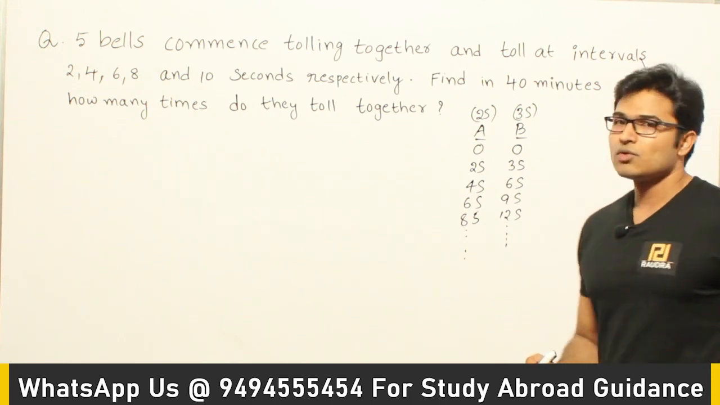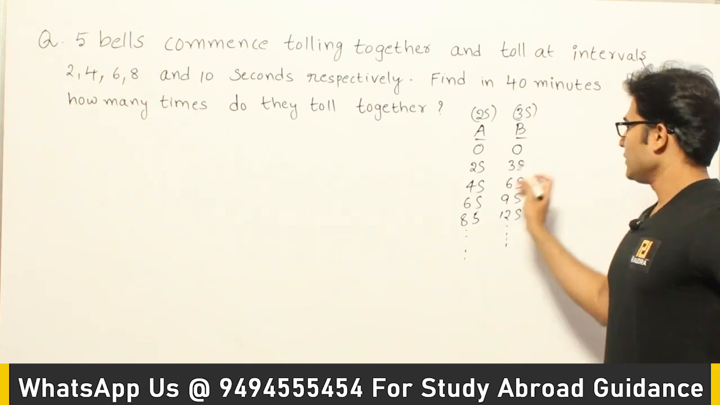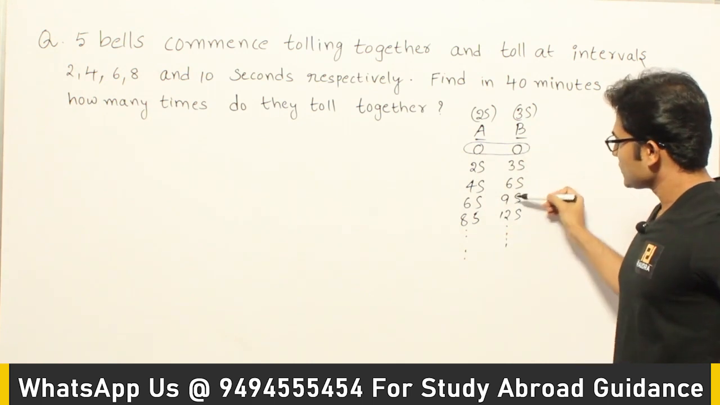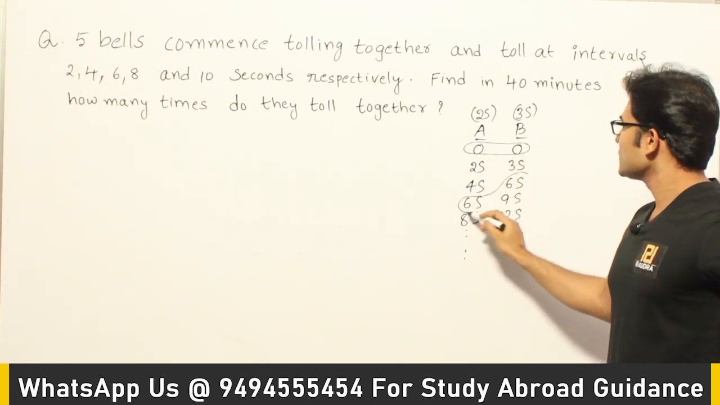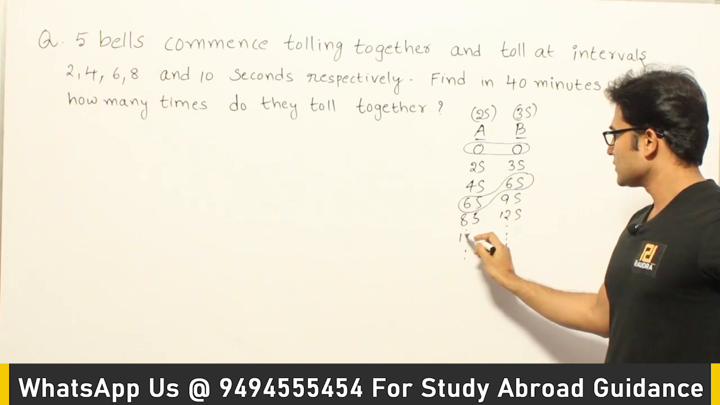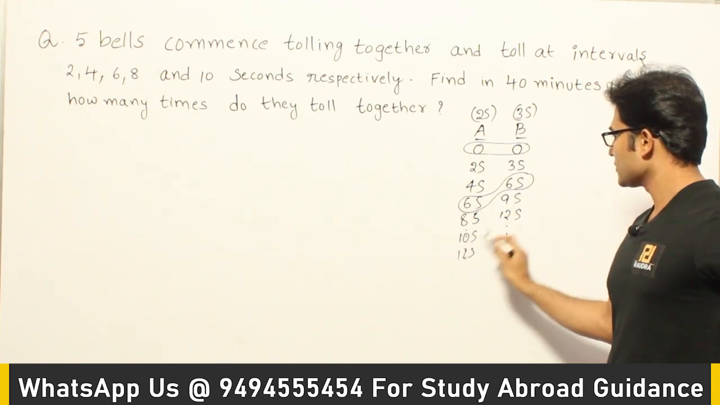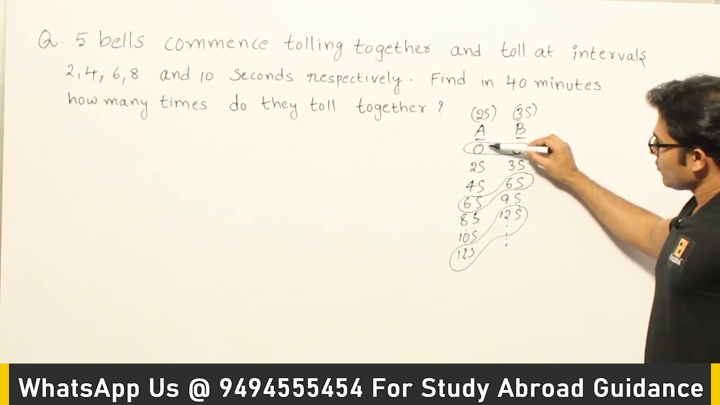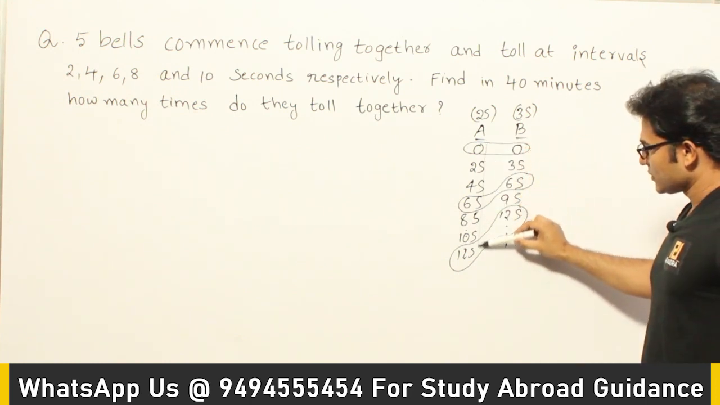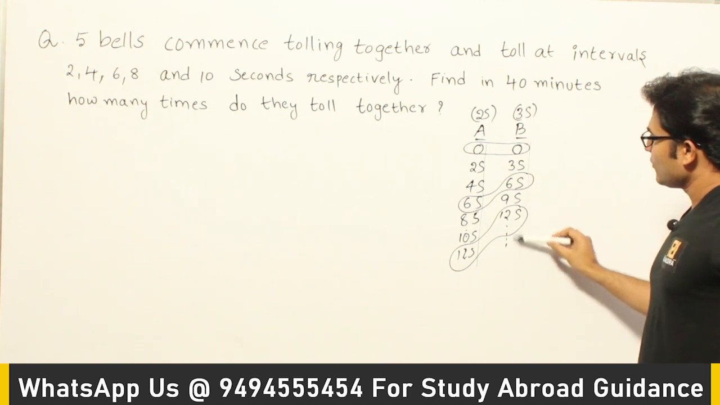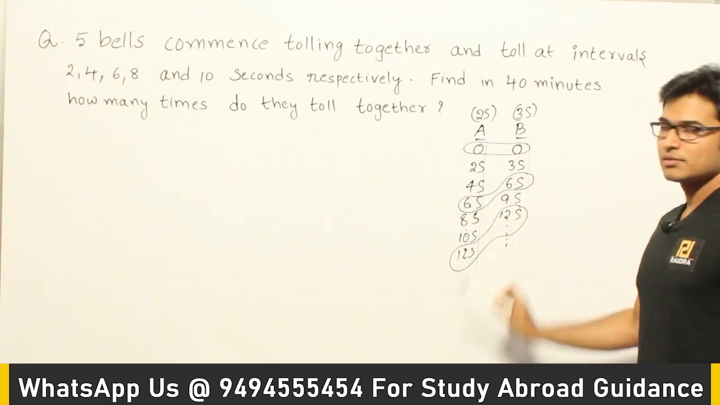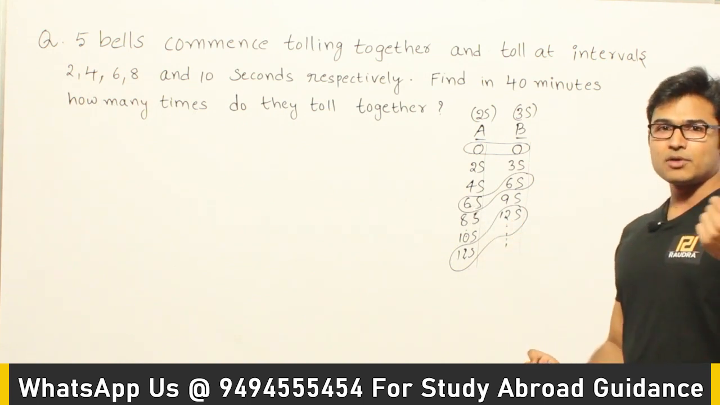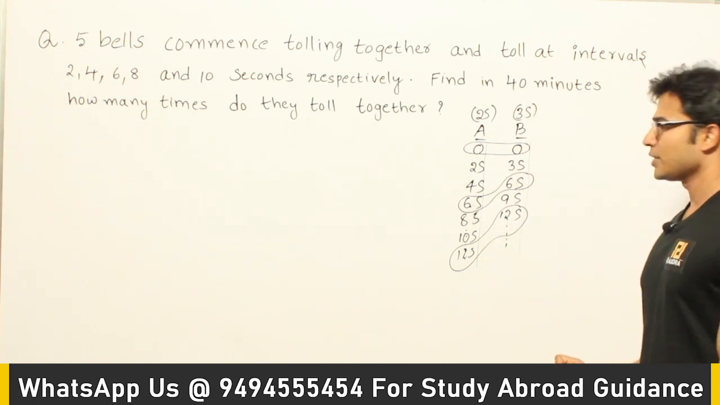Now when are they both going to ring at the same time? Initially they ring together, then next time they ring at the same time at 6, and next at 12 seconds. Got it? So what does it mean? We find the multiples of both these intervals, and then find the common multiples, and exactly at those instances of time they are going to ring together.